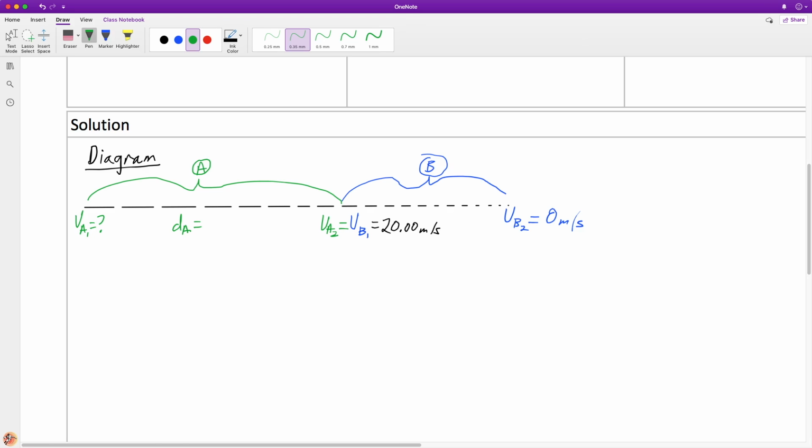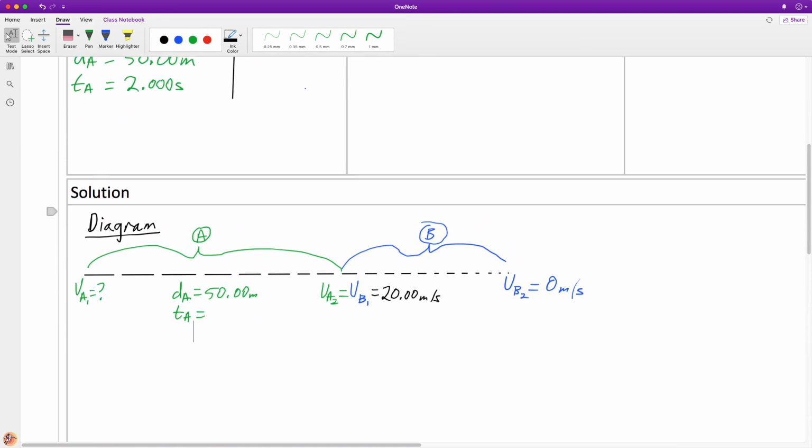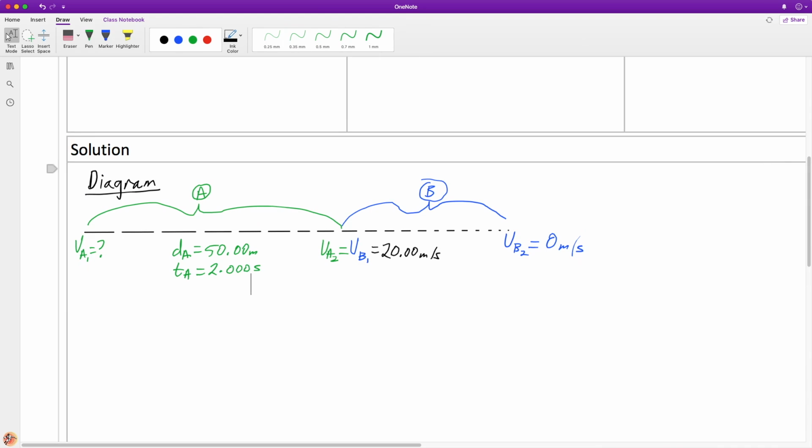So the distance and the displacement do behave in the exact same way, but that is only because they are traveling in a straight line and there is no direction change. So the dA is 50 meters, and the time in section A, I believe, was 2 seconds. Everything to 4 sig figs.